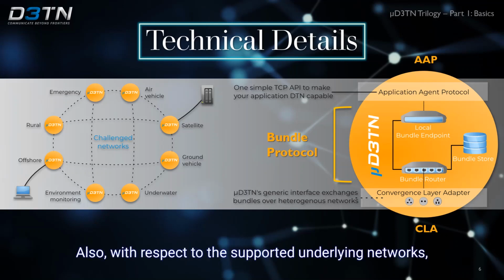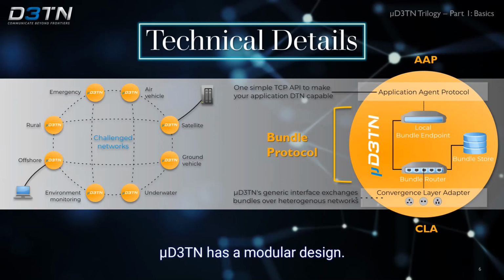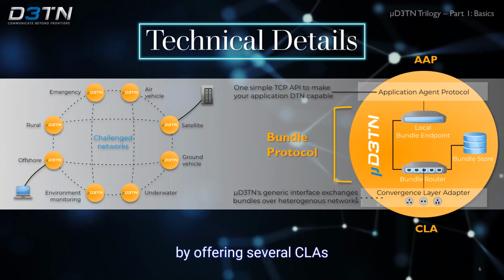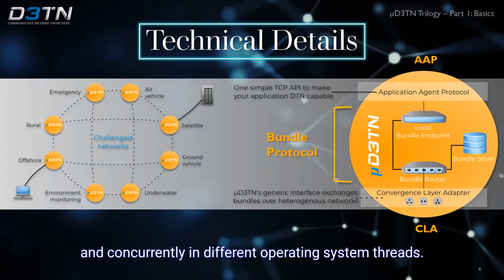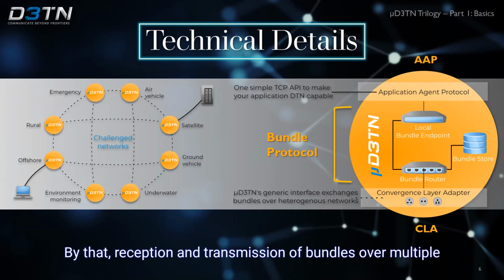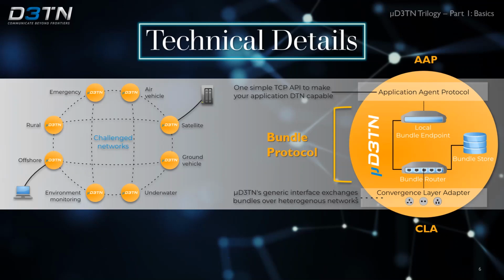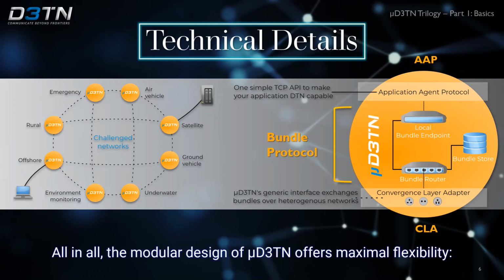Also, with respect to the supported underlying networks, µD3TN has a modular design. This makes it possible for µD3TN to be operated on top of many different lower layer network protocols by offering several CLAs and therefore provides great adaptability. The CLAs are running independently and concurrently in different operating system threads. By that, reception and transmission of bundles over multiple, totally different networks can occur at the same time. All in all, the modular design of µD3TN offers maximal flexibility.